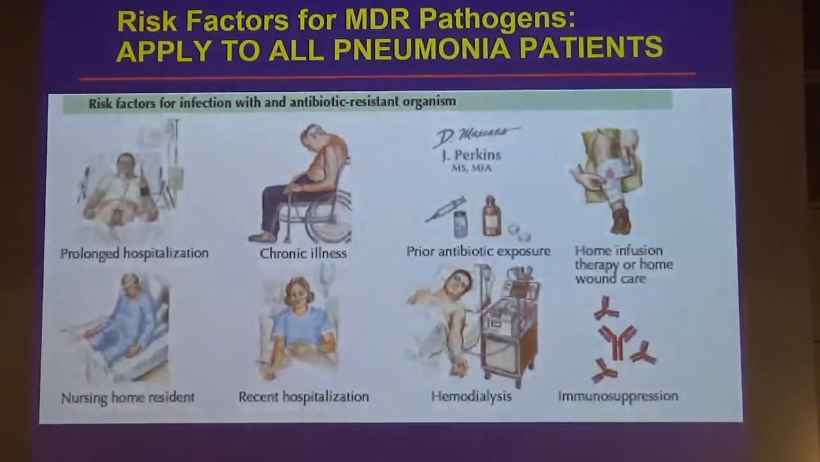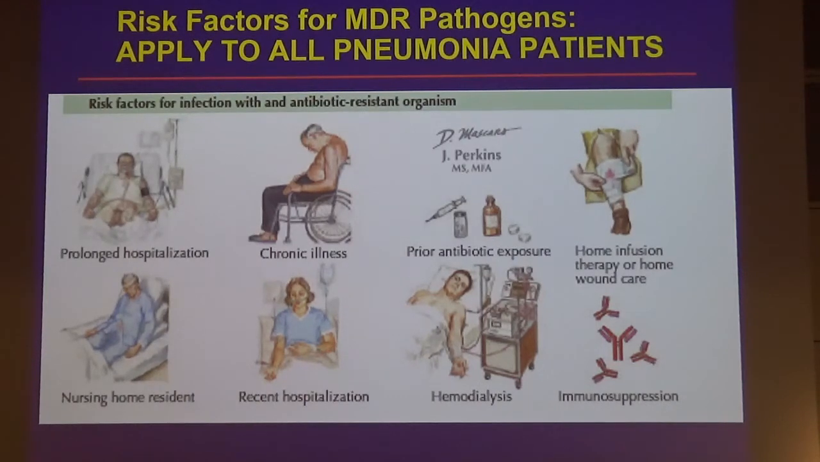First of all, the risk factors for MDR pathogens apply to all pneumonia patients. These patients can have pneumonia arising in the community or in the hospital. What you want to know is: is there a history of prolonged hospitalization, serious medical comorbidities, prior antibiotic exposure? Are they coming from a convalescent home? Have they recently been in the hospital? Do they get dialysis? Do they have other forms of immunosuppression?